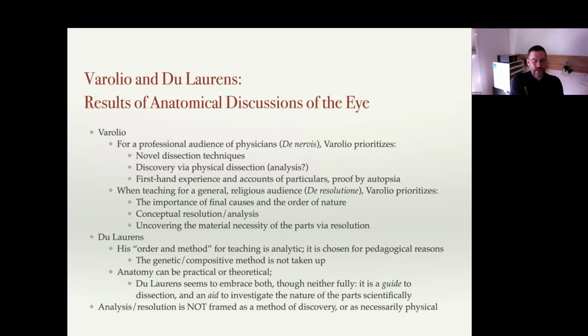But the important thing is that in neither is analysis or resolution framed as a method of discovery or as necessarily physical. It can just be this analysis in a text, a taking apart, a cutting apart in a conceptual sense or in a textual sense, of taking the pre-existing body of knowledge and presenting it in a certain way, in a way that analyzes, puts things in the order of analysis. So that's really the key takeaway from both of these accounts when they talk about analysis.